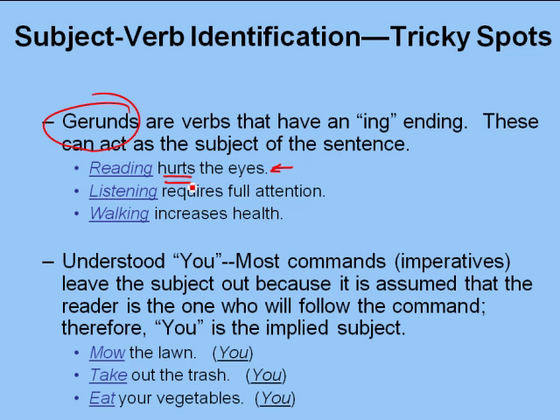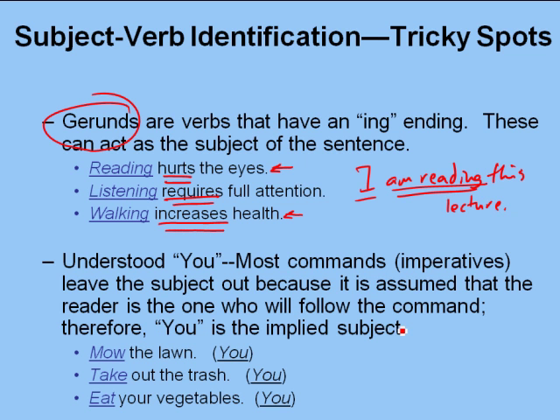I'm not necessarily reading in this sentence. That would be a sentence like, I am reading this lecture, which I'm not, which is why I'm probably stumbling a bit. But in that case, the action is am reading, and I'm the one who's the subject there. Listening requires full attention. My action is requires, and it's listening that requires that full attention, so that's why listening is my subject. Walking increases health. I'm not necessarily walking in this sentence. There's nobody walking here. I'm just saying that the activity of walking is what increases health.